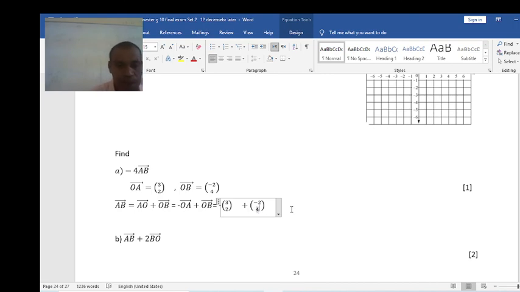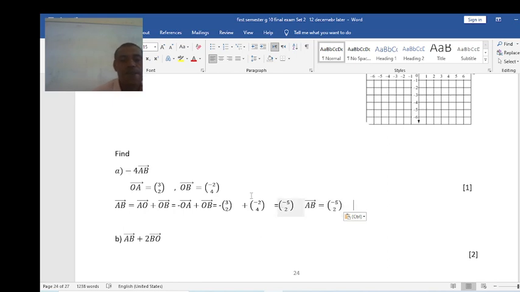This will be negative 3, negative 5 equal. Look, negative 3 and negative 2 gives negative 5. Then negative 2 plus 4 gives 2. This, my learners, is the vector AB. So AB equals the last answer. This question is 100% in the exam.